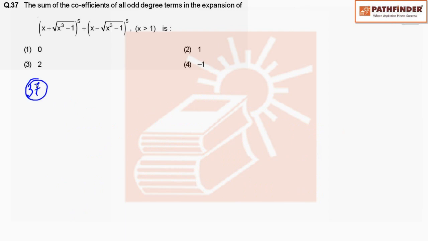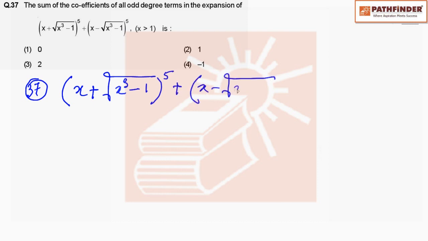Question number 37, sum of coefficients of odd degree terms in the expansion of (x plus square root of x cube minus 1) whole to the power 5 plus (x minus square root of x cube minus 1) whole to the power 5, where given that x greater than 1.